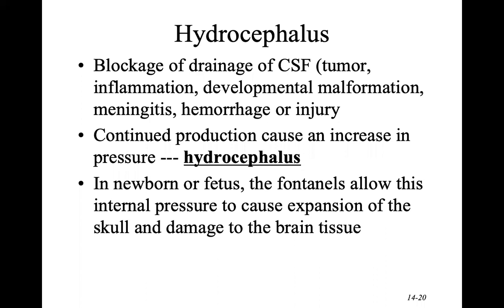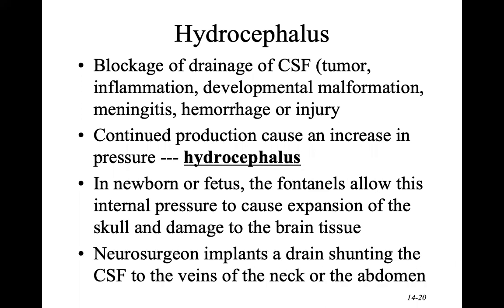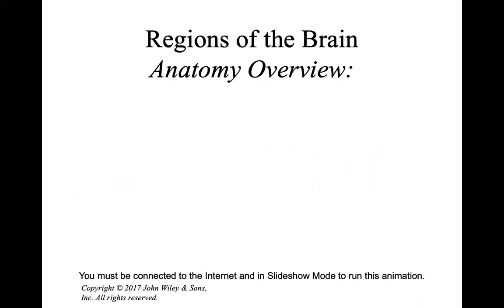The fontanelles and the sutures allow for the internal pressure to cause expansion of the skull, but it can only give so much. Then after that, when there's no more room, the brain starts to push up against the bone and it becomes life-threatening. So a neurosurgeon would have to come in and implant a drainage shunt to drain the CSF out of the brain into the neck or down into the abdominal region.